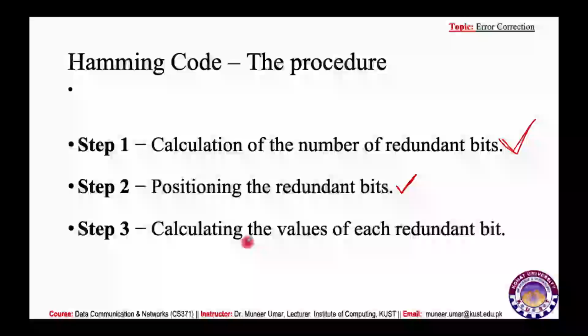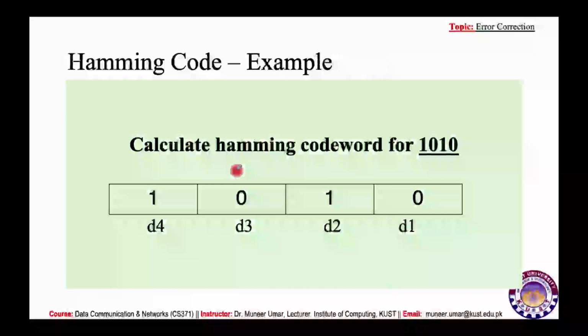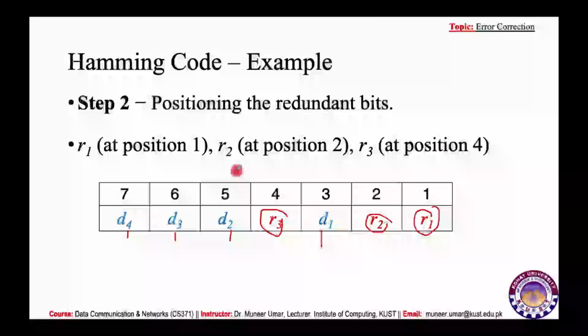Step number 3, calculating the values of each redundant bit. Then what should be the value of the parity bit or redundant bit which is placed in between the data bits. I'm quickly clarifying these 3 steps with an example. So the first step is to know the number of redundant bits. So how many parity bits are required?